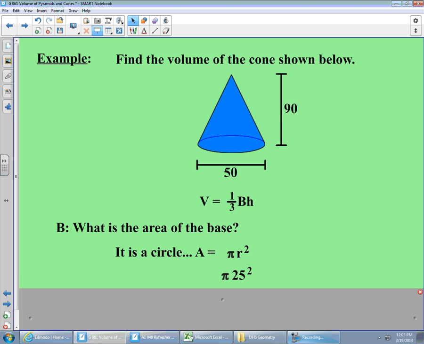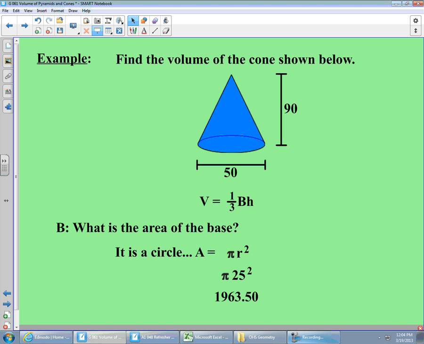So we're going to get 25 squared, which is 625, and then that's going to multiply times pi. So we're going to get a number approaching 2,000 on that. Okay, so we got a pretty big volume coming up on this one. We got 1963.50 just on the area of the base.